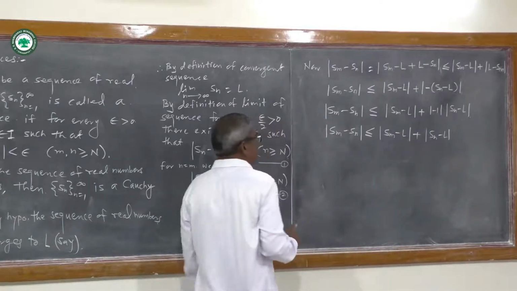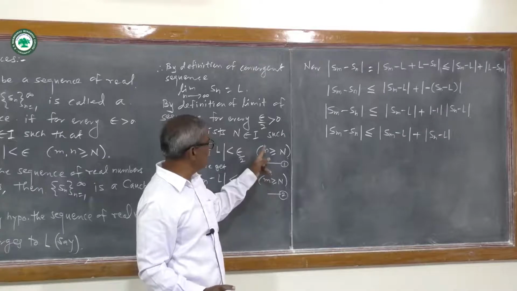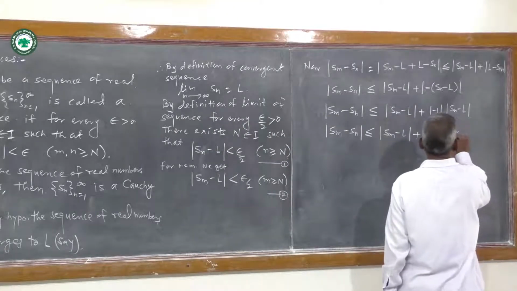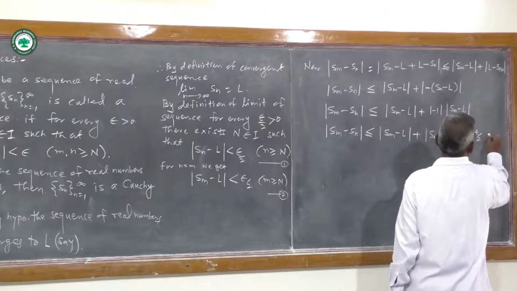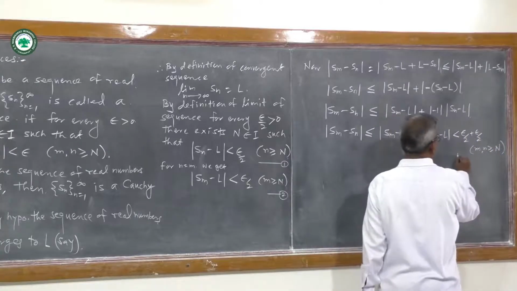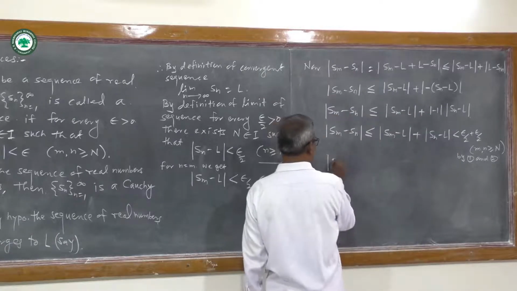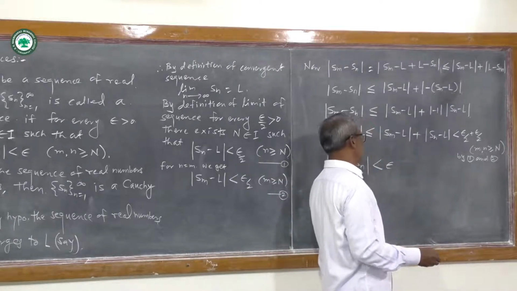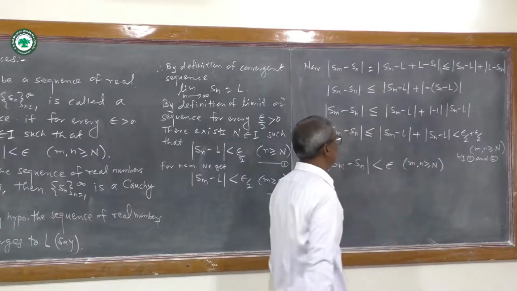From 1 and 2, each modulus on the RHS is less than epsilon by 2, for all m, n both greater than or equal to capital N. Therefore, this RHS is strictly less than epsilon by 2 plus epsilon by 2 for all m, n greater than or equal to capital N. Therefore, LHS mod of S_m minus S_n is strictly less than epsilon by 2 plus epsilon by 2, which becomes epsilon, for all small m, n greater than or equal to capital N.